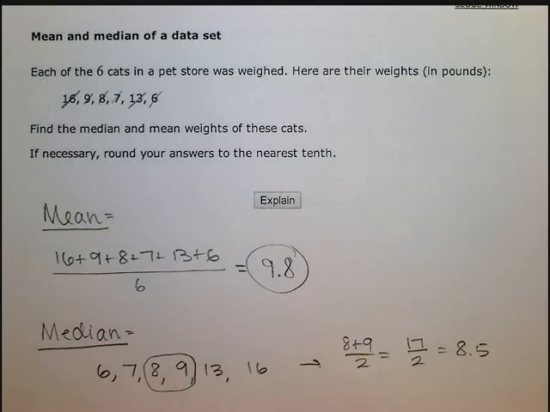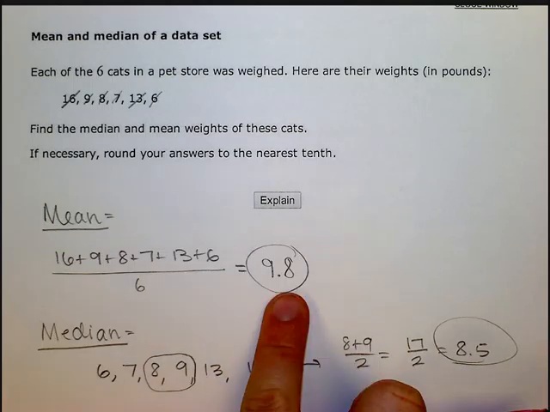which you can check on your calculator, but it also makes sense because 8.5 is right between these. So my mean is 9.8, but my median is 8.5.